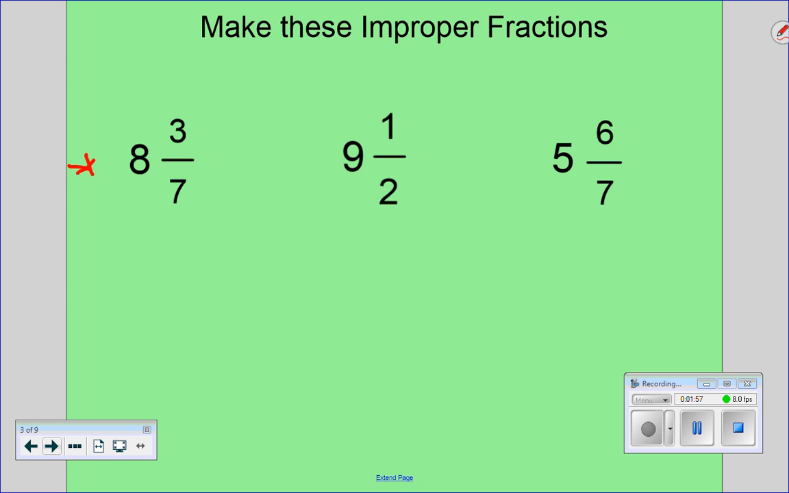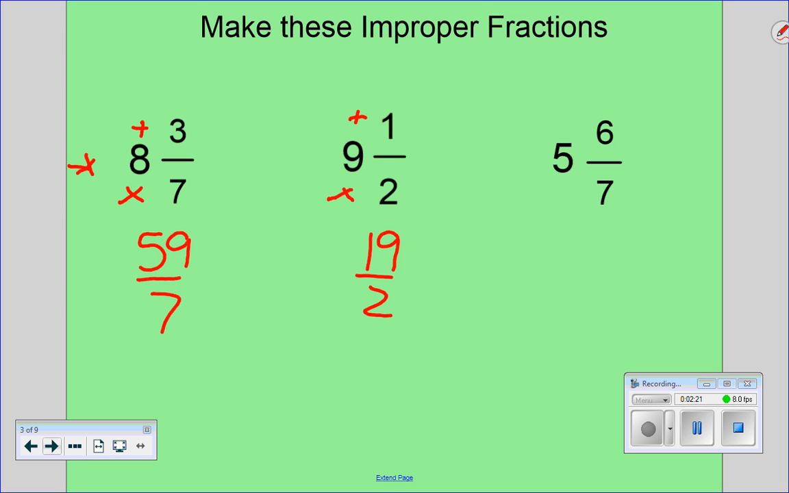Kira. Okay, 8 times 7 is 56, plus that 3 would be 59 over 7. Nice job. What about the next one? How am I going to make that improper? Yep, 18 plus my 1, 19 over 2.